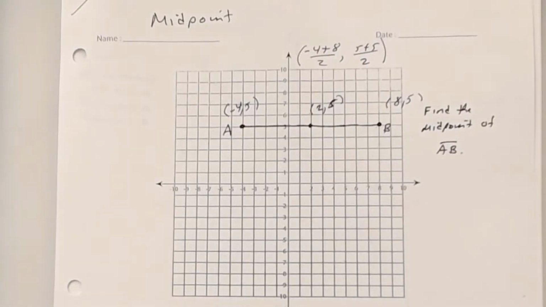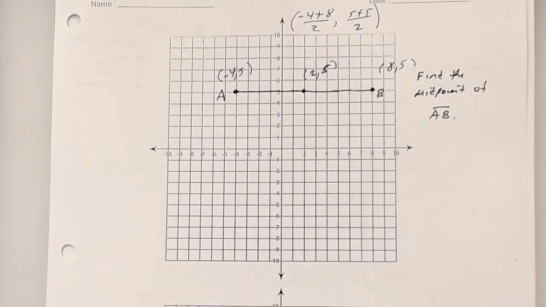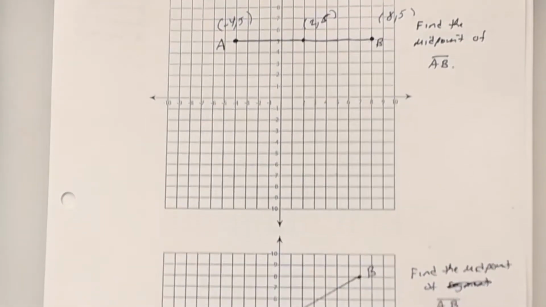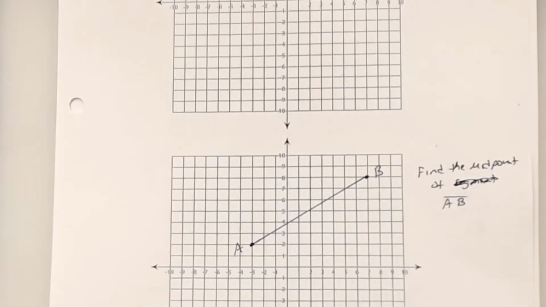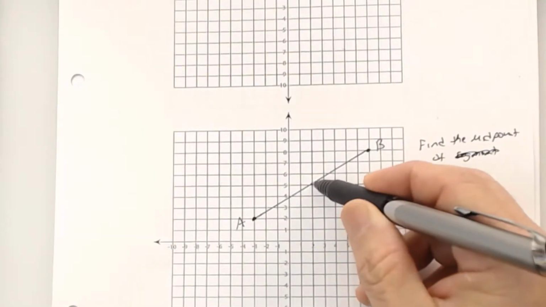So given a horizontal line segment, it's pretty easy to see what the midpoint is. But now you know that you can add the x coordinates together, divide by 2, and add the y coordinates together, divide by 2. So if I look at this one here, what do you think is the midpoint of that segment? 2, 5. Y'all agree with that? Yes. 2, 5?